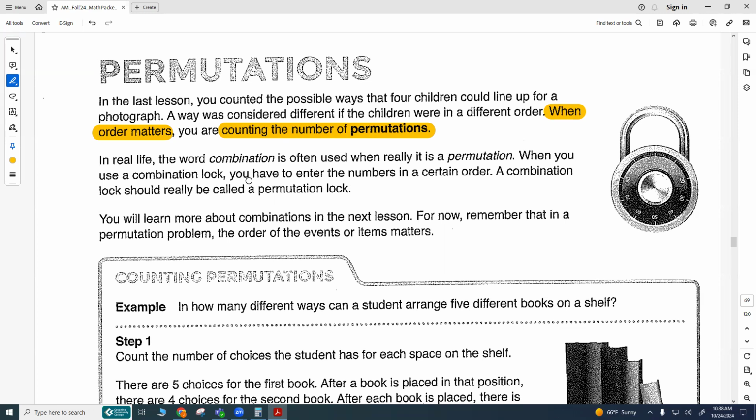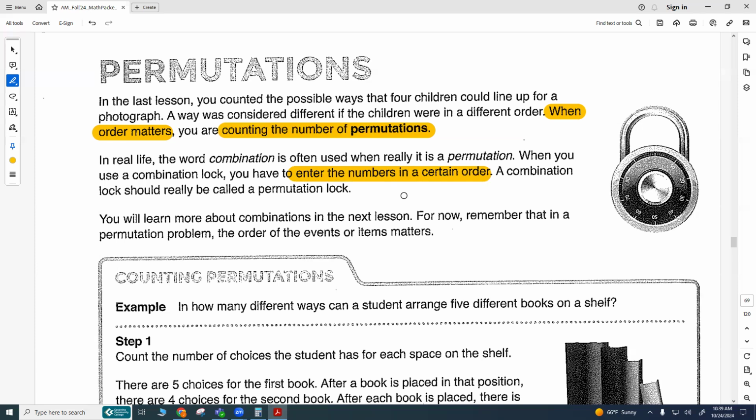But when you use a combination lock, you have to enter the numbers in a certain order, right? And so because order matters on a combination lock, it's a permutation, that sequence of numbers and the possible number of combinations that the lock could have, okay? And so that's why a combination lock should really be called a permutation lock.